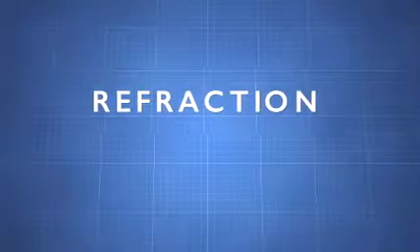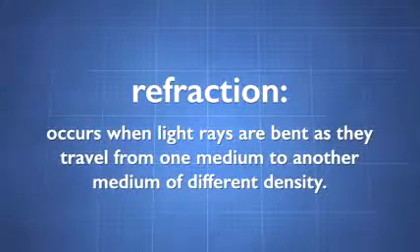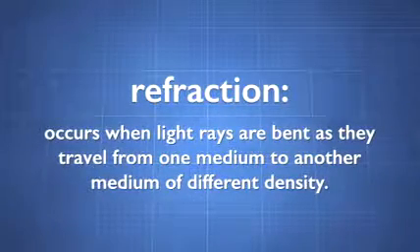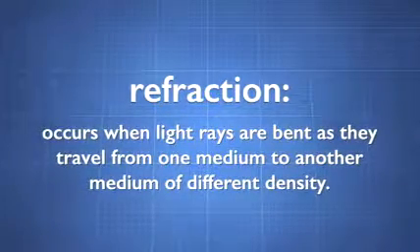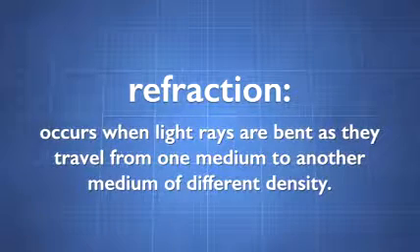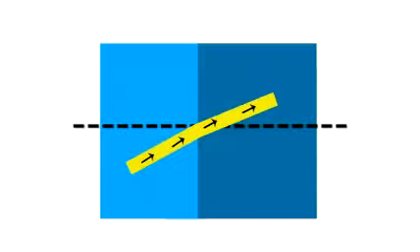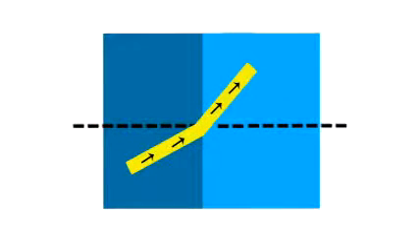What is refraction? Refraction occurs when light rays are bent as they travel across the boundary from one medium to another medium of different density. If light enters a denser medium, it bends toward the normal, the perpendicular to the boundary. The converse also applies. If light enters a less dense medium, then it is bent away from the normal.